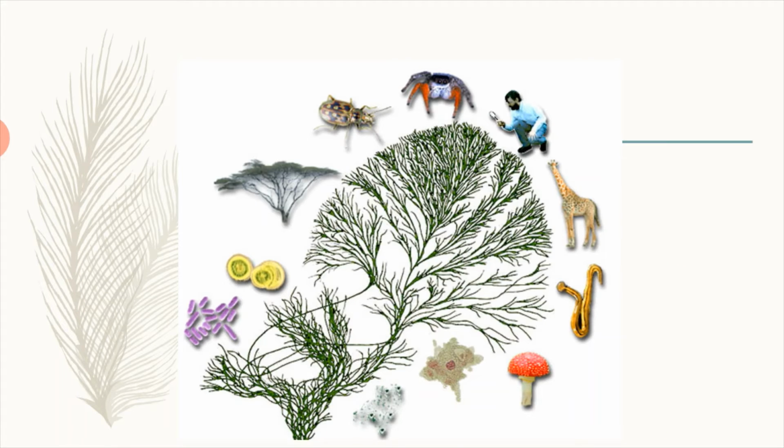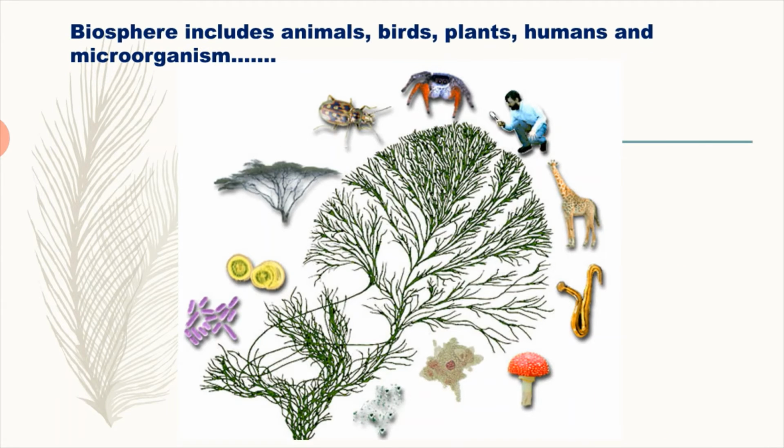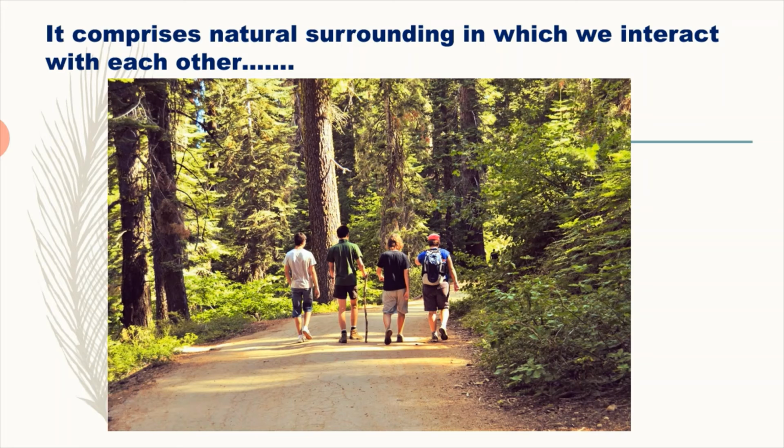Okay, it includes birds, animals, plants, humans and microorganisms. So we are not only humans living in the biosphere, but all the plants, animals, birds and all insects and microorganisms live together in the biosphere. And not only living things, but non-living things also exist in the biosphere, right?